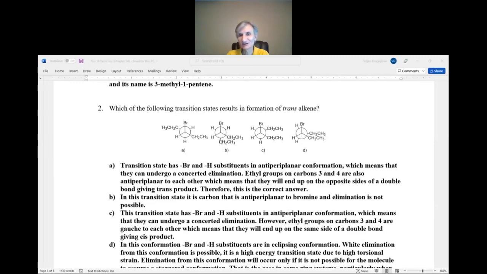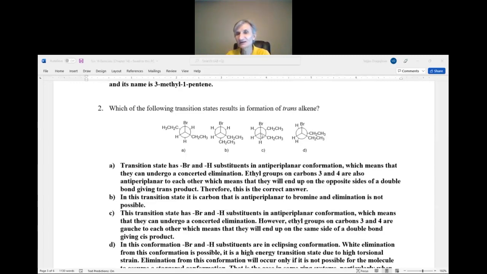Let's look at the next one. Now we have carbon-bromine bond, but what is antiperiplanar? What is aligned is carbon-carbon. Carbon-carbon bond cannot be broken in elimination reaction. So this one cannot actually undergo reaction. This one cannot undergo elimination. That also could be an exam question. Which of the four cannot undergo elimination? So that's the one.